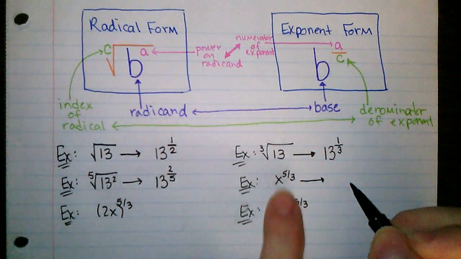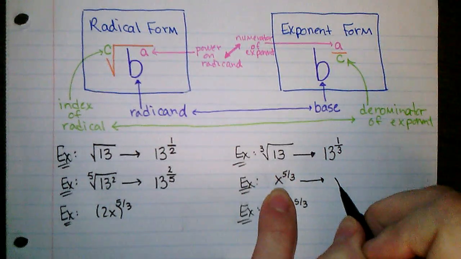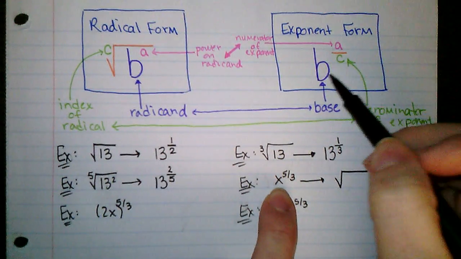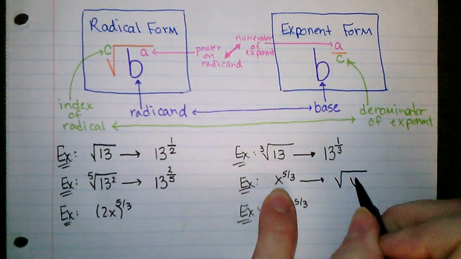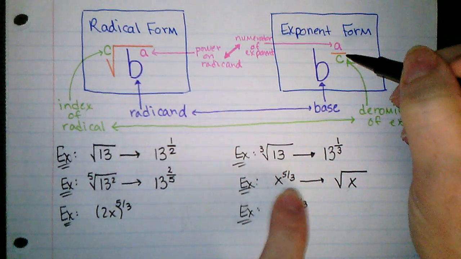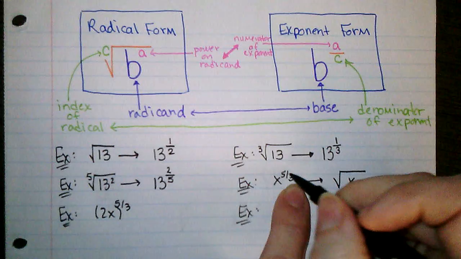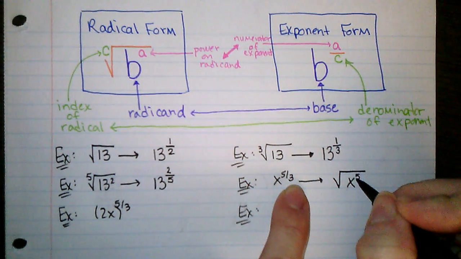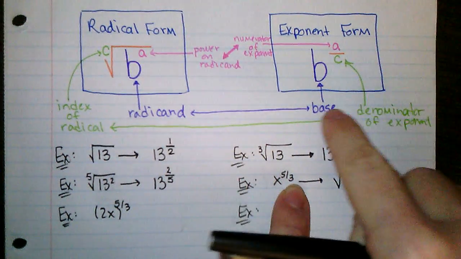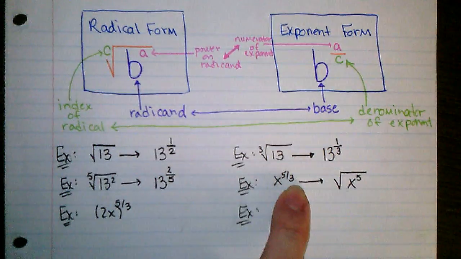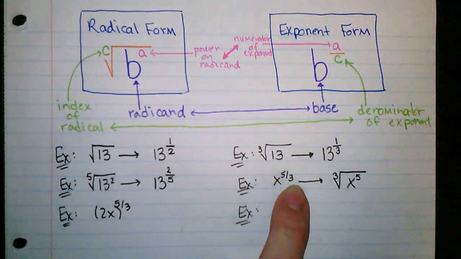Now we get to switch. This is in exponent form, and we're going to make it into a radical. So I know I'm going to need a radical symbol. I'm going to take my base and it becomes the radicand. So the x is going to go inside. Looking at my exponent up here, the numerator of the exponent is going to become the power on the radicand. So the 5 stays onto the x here. So x to the 5th is inside. The denominator of the exponent becomes the index of the radical. So that will be a 3. So I have the cube root of x to the 5th.